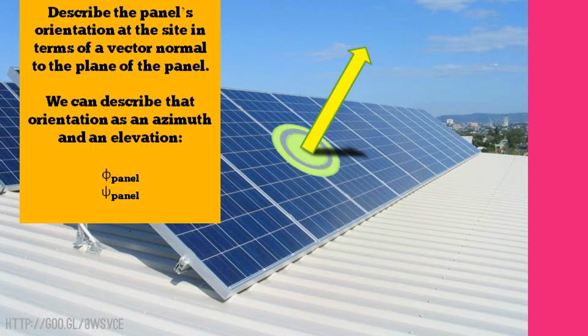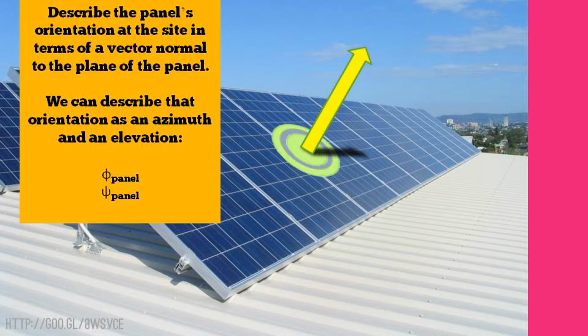I'm particularly happy with how that slide worked out, by the way. I like the shadow that comes off the arrow. Anyway, we can describe the orientation of this panel in terms of an azimuth and an elevation, which I'm going to write as phi panel and psi panel. So these are going to be describing the elevation angle and the azimuth angle of a vector normal to the plane of the panel.